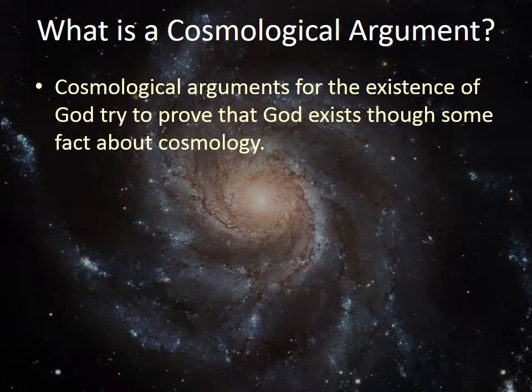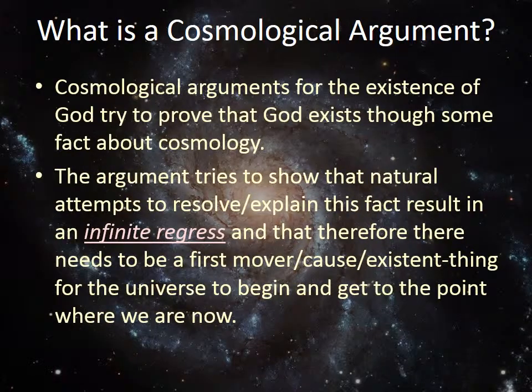The cosmological argument attempts to prove that God exists through some fact about cosmology, that is to say the nature of the universe. All versions of the cosmological argument attempt to show that natural attempts to explain this observed fact about the universe results in something called an infinite regress, which Aquinas argues is irrational. The argument concludes therefore that God is necessary to explain our observation, which might be motion, cause, or existence.